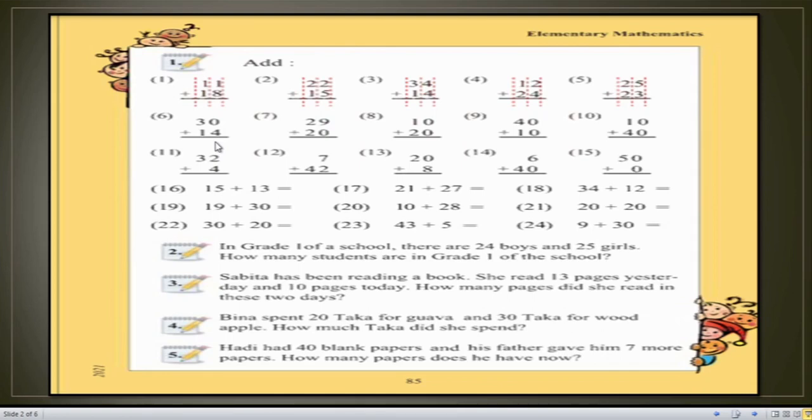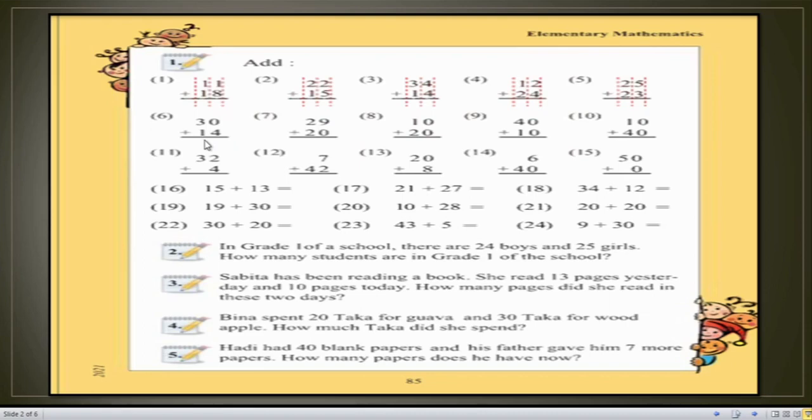So if we add anything with 0, the answer of that particular question will be that number. So in this case 0 plus 4 is equal to 4, and then 3 plus 1 is equal to 4. So the answer of question number 6 will be 44.